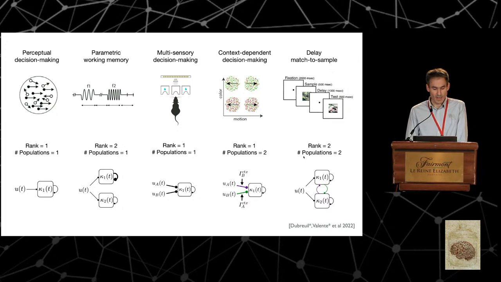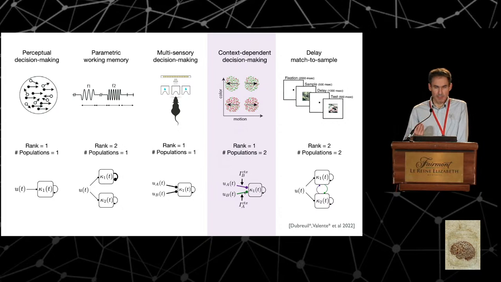Why is this the case? Well, the key underlying insight is that having more than one population confers extra flexibility at the level of the interactions between the latent variables and the inputs. I'm now going to very briefly illustrate this on this context-dependent decision-making task, about which we heard already a lot from Tatiana's lab. We found that rank one is enough here. So we have one latent variable, and this latent variable represents integrated evidence. But this latent variable selectively integrates either one or the other stimulus depending on the context.